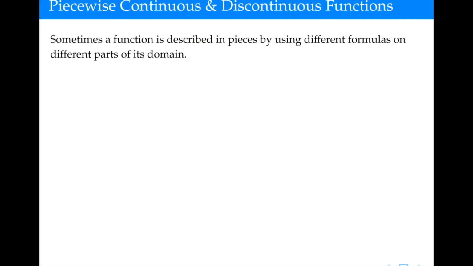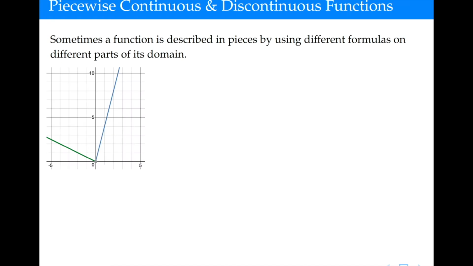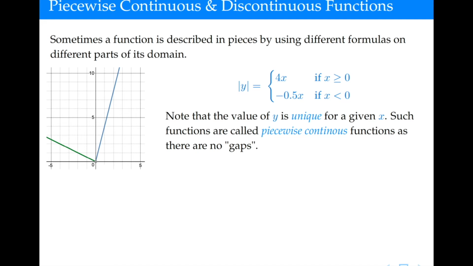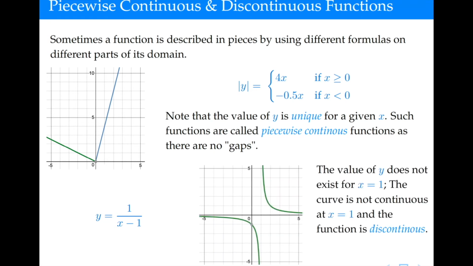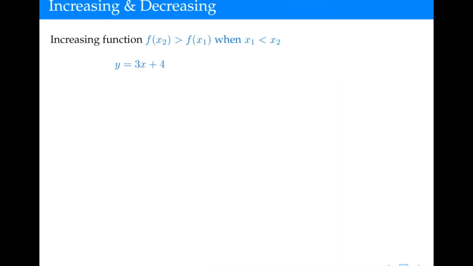Sometimes, a function is defined by different formulae in different parts of the domain, as in this case. Such functions are called piecewise continuous functions. If a value does not exist for a given x in the domain, the curve is not continuous, and we say that the function is discontinuous. You can think about this as follows. If you are able to draw the curve without lifting the pencil, there are no gaps, and the function is continuous. Next, we define some simple terminologies.